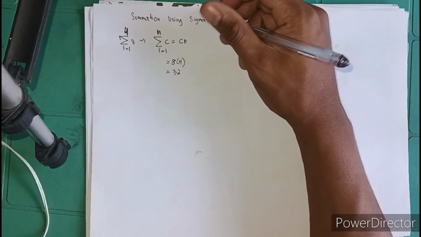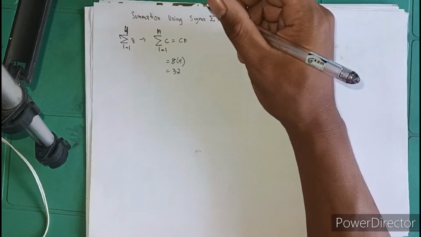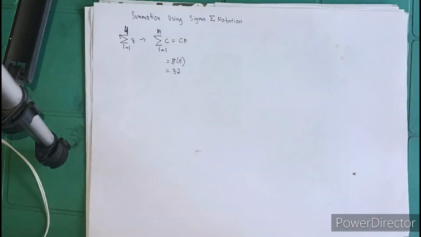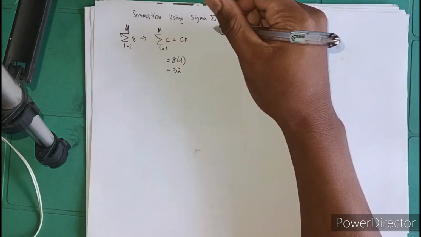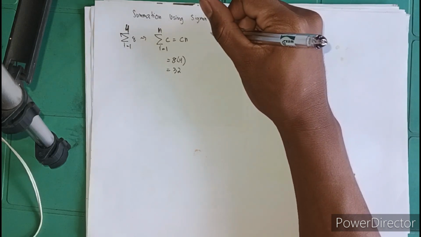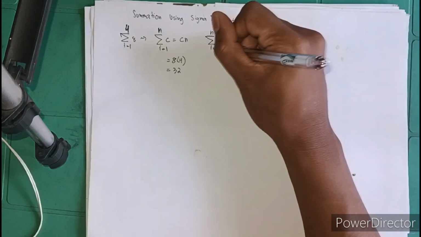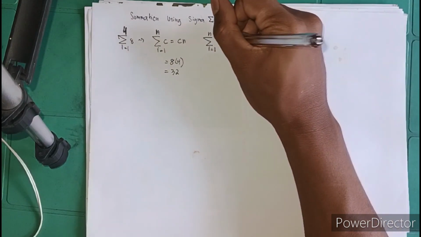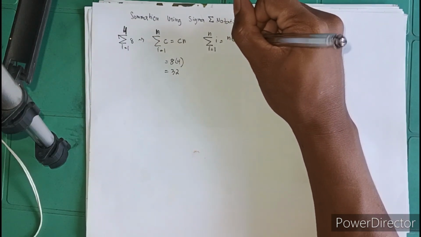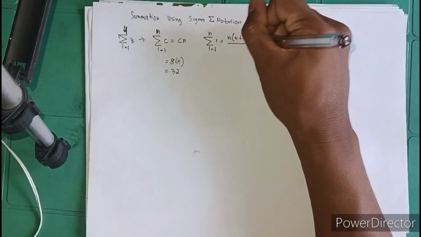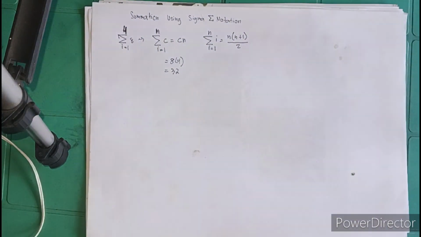to understand well this topic, the sigma notation. Let's say, so let's have this formula to understand very well. The summation of i from i equal to 1 to n of i is equal to n times n plus 1 over 2. So take note of that formula.